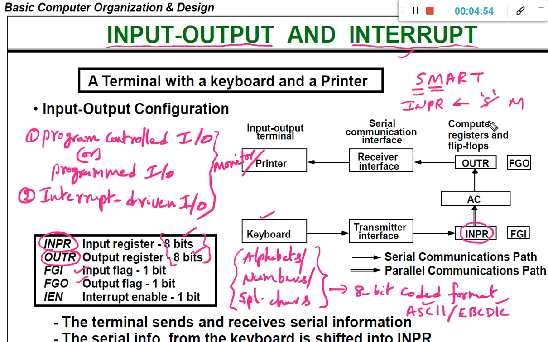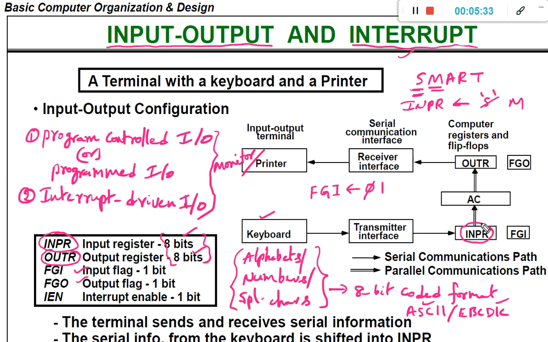That is why this can be controlled using a single bit flag known as the input flag, FGI. The input flag will be initialized to 0. So FGI is initialized to 0. What does it mean? Nothing is there in INPR. Whenever we transfer a particular character S into the INPR, then it will be set to 1. What does it mean? Already some value is there in the INPR register.